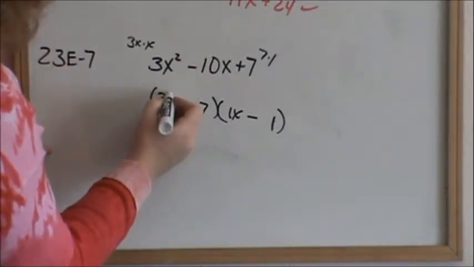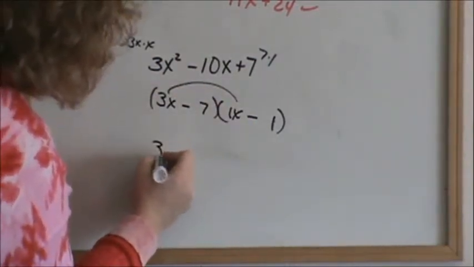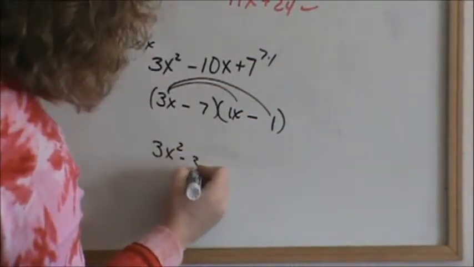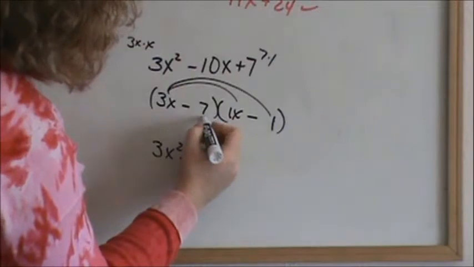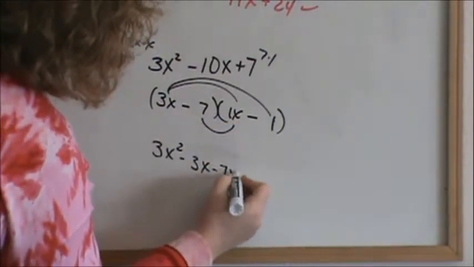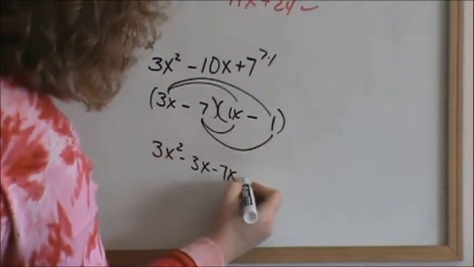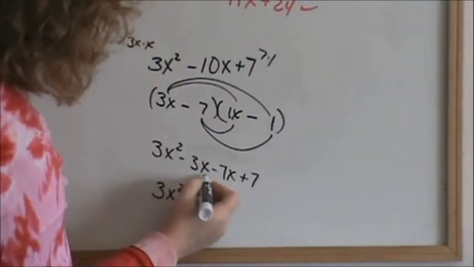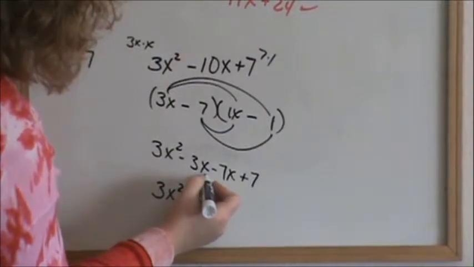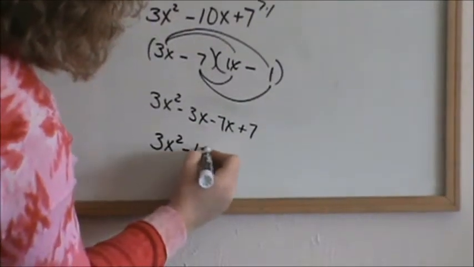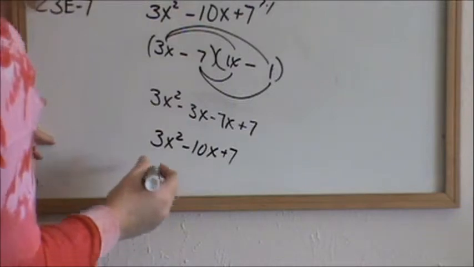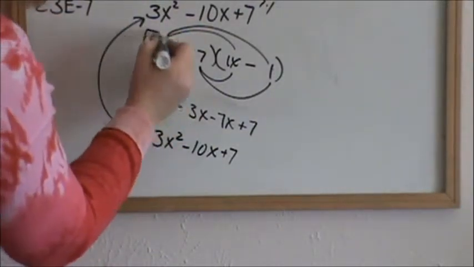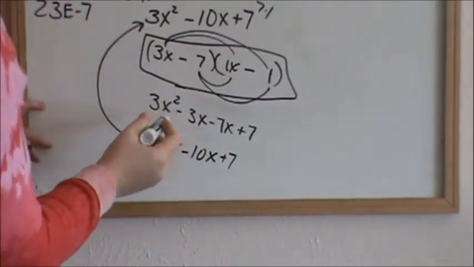So now let's FOIL it out. 3x times 1x is 3x squared. 3x times a negative 1 is negative 3x. Negative 7 times a 1x is negative 7x. And a negative times a negative is a positive 7. Combining my x terms, a negative 3x and a negative 7x, I'm in debt 3, in debt 7 more. Now I'm in debt 10, and then a positive 7. That gives me the original problem, so that tells me that these are the factors we're looking for.